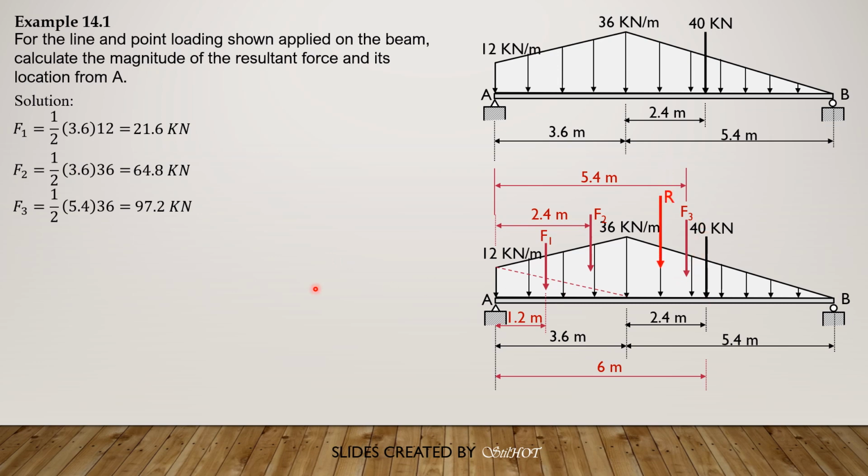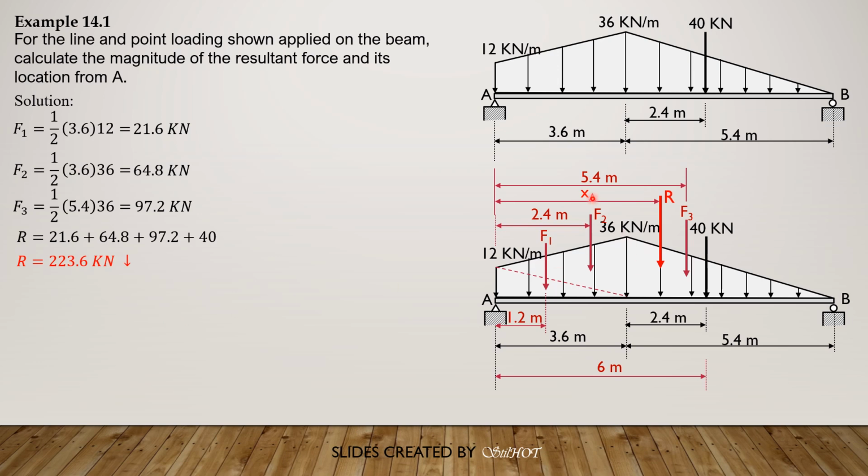So the resultant may be located somewhere here, and its distance from the left, let's call it X sub A. So therefore, the resultant is the sum of these forces. Let's consider downward as positive because all forces are downward. So R is equal to 223.6 kilonewtons downward.